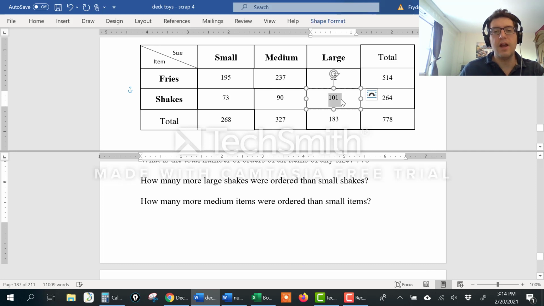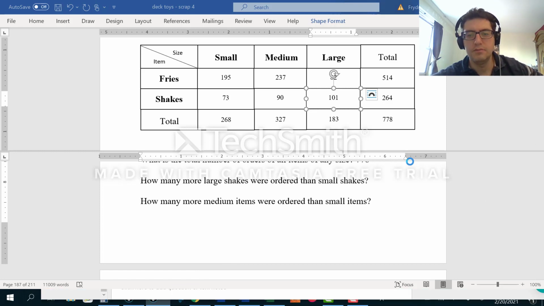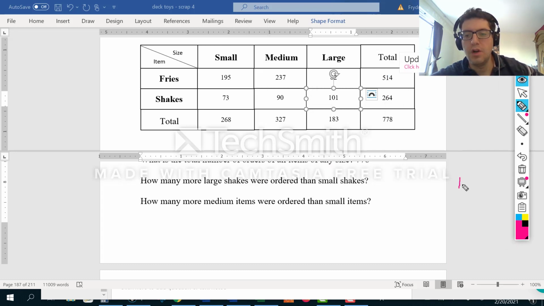So to figure that out, we would subtract. So we would do 101 minus 73, which is 28, right? But let's just practice subtracting. So 101 minus 73. Can't take 3 away from 1. Can't borrow from 0. Borrow from the 1. That becomes a 0. Put a 1 here. Borrow from the 10, that becomes a 9, put a 1 here, and then we get 11 minus 3 is 8, 9 minus 7 is 2. Okay, so there were 28 more large shakes ordered than small shakes.